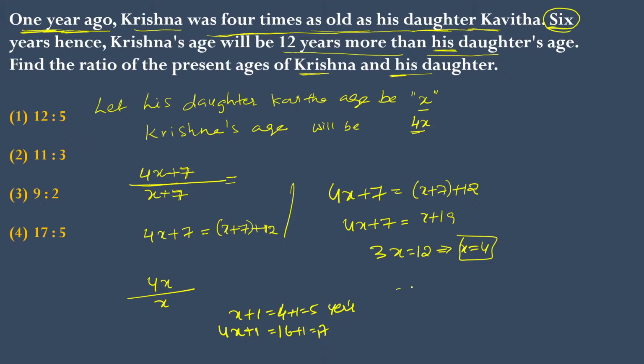So, what is the question? The ratio of the present ages of Krishna and his daughter. 17 is to 5 is the respective ratio of the present ages of Krishna and his daughter. Okay, right. Next question.